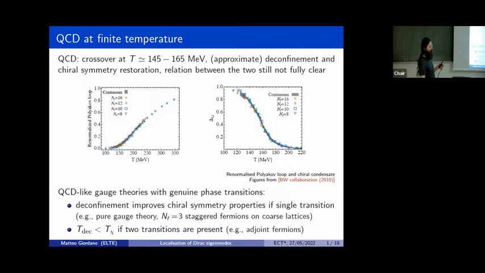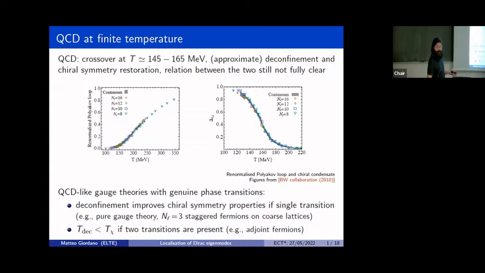Almost always, perhaps, given what we learned on Monday. It's not always necessary to deconfine to improve the chiral properties, but at least for most theories that we know, deconfinement leads to an improvement of, and is sort of a prerequisite for, the possibility of chiral restoration.